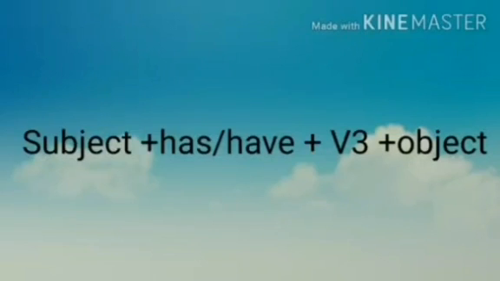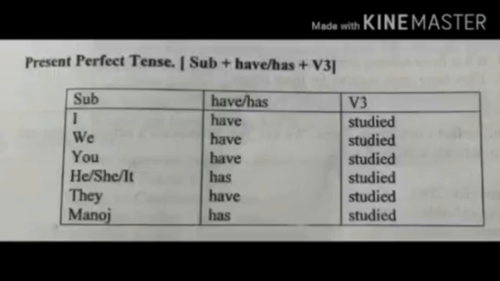Once again we can go through a small tabular form of three columns: subject, have or has, and V3. If you take the subject as I, I have studied; we have studied, you have studied, he has studied, she has studied, they have studied. As I said, you can take your own name, any name.